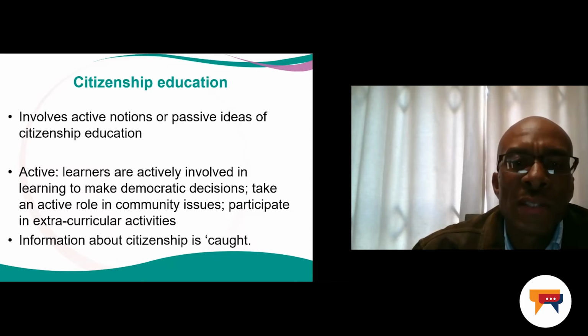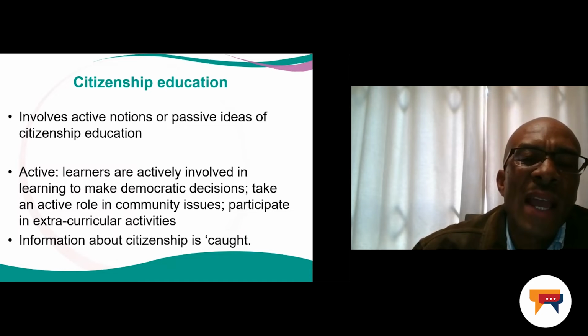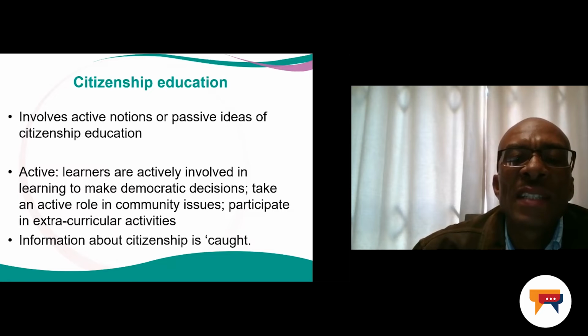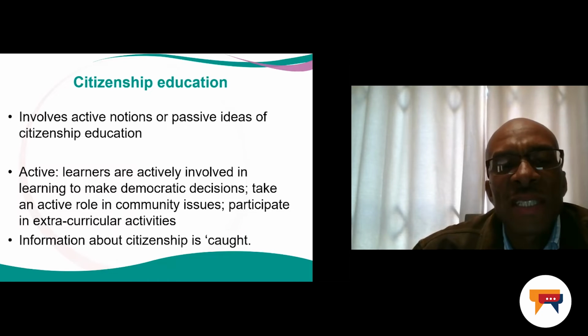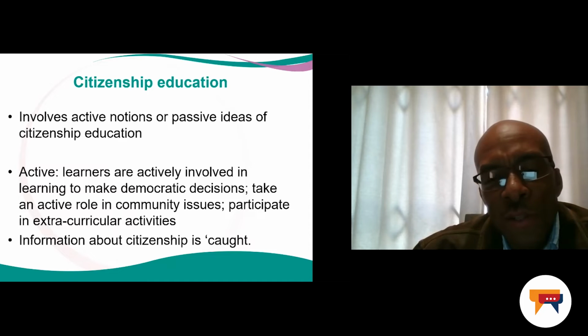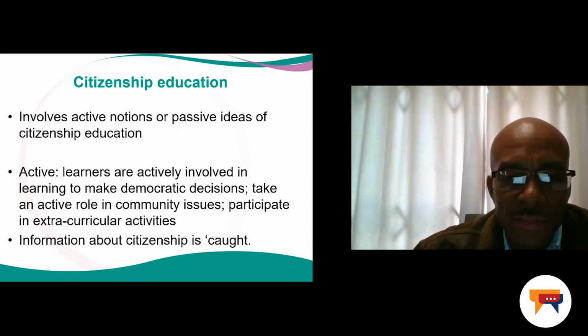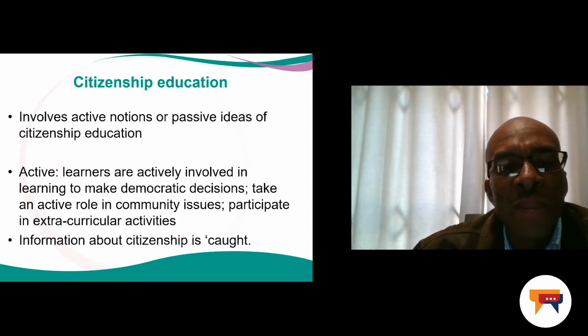Now, there are two notions of citizenship education. There is the active notion. In an active notion, learners are actively involved in learning to make democratic decisions. They also take an active role in community issues, and they participate in extracurricular activities. Therefore, in an active citizenship notion, information about citizenship is caught.